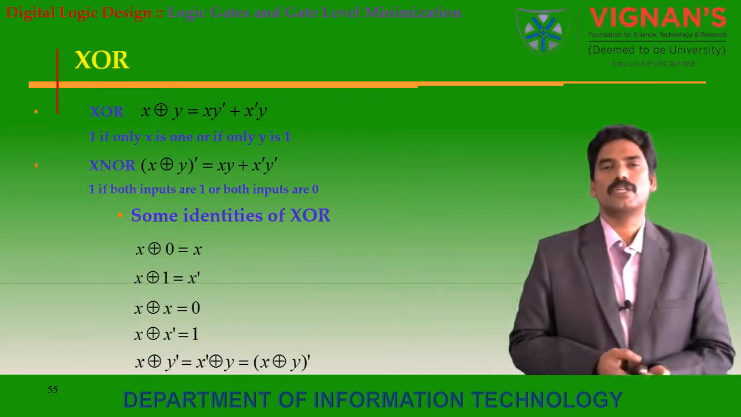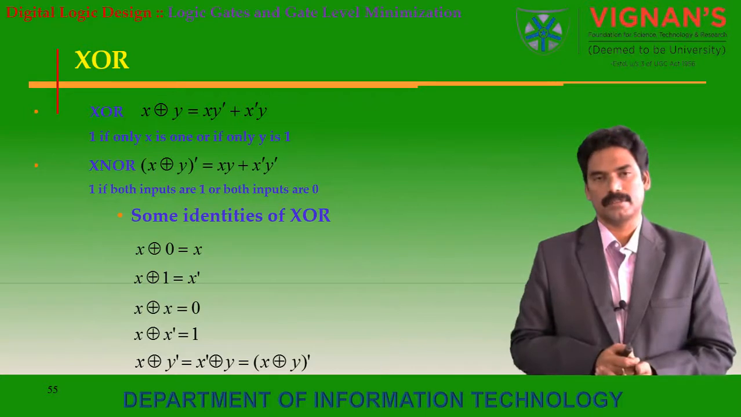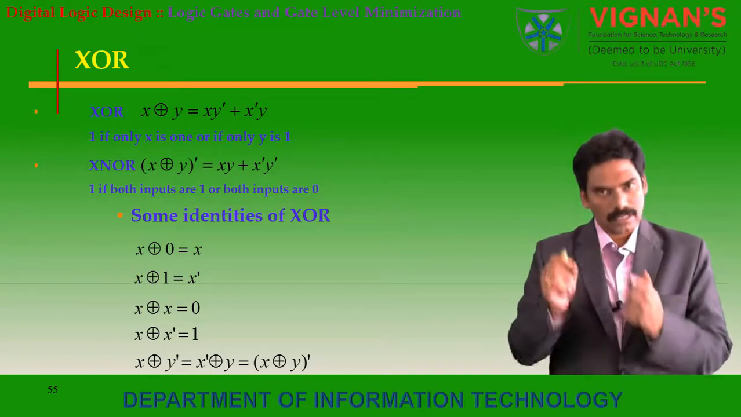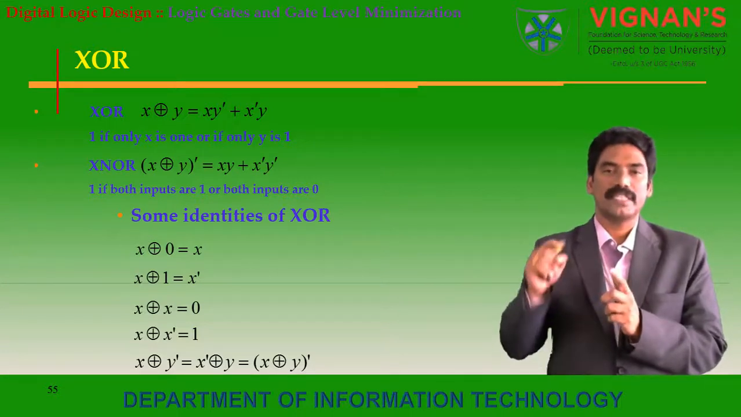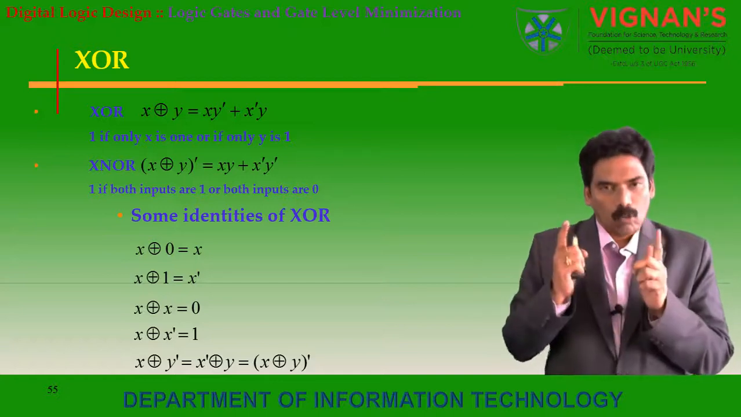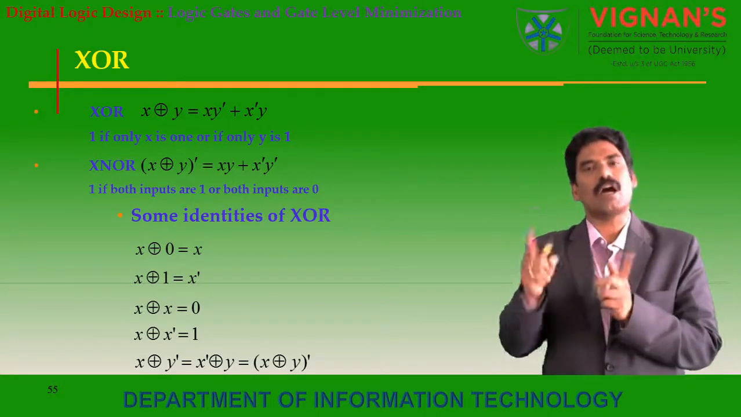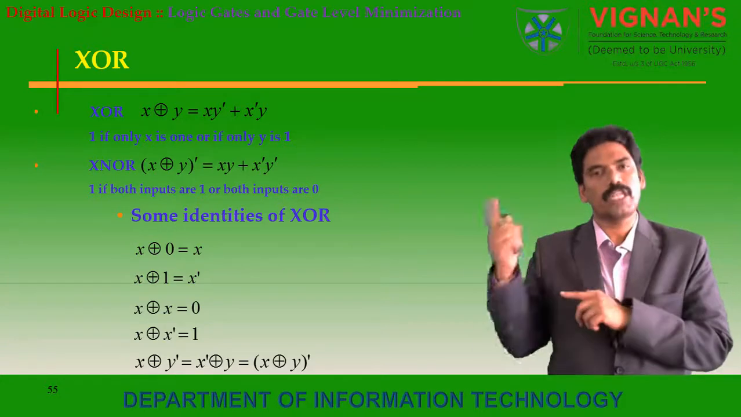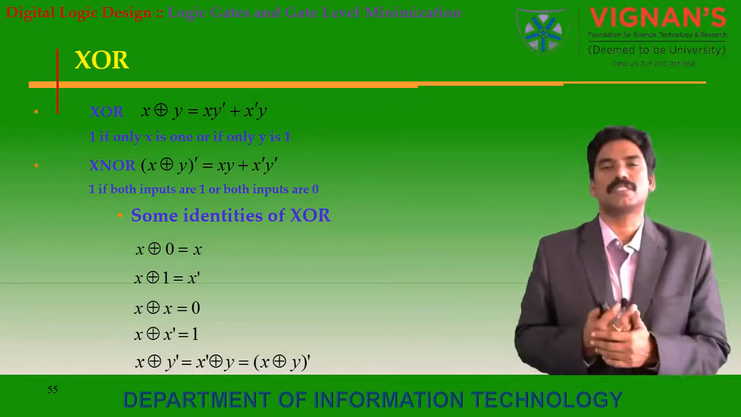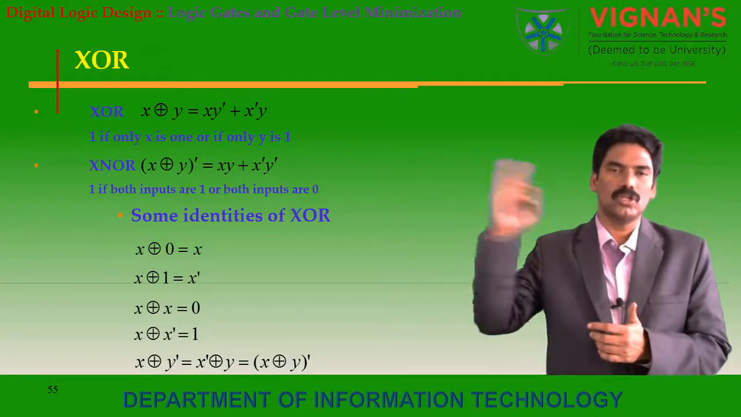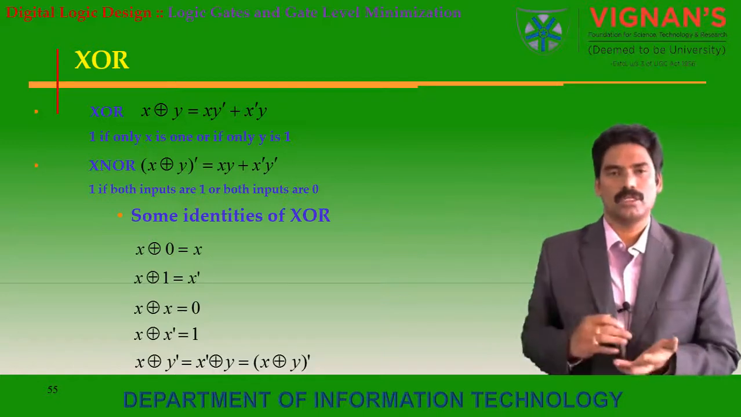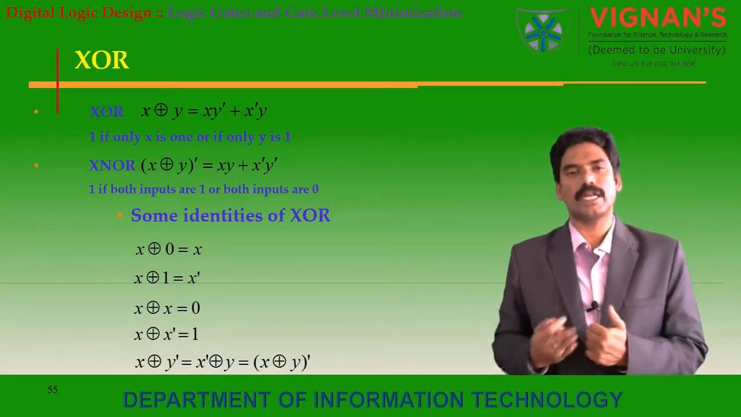So finally we are going to discuss the XOR gate. What is this XOR gate? X XOR y is equal to x y bar plus x bar y. The output is 1 if only x is 1, or 1 if only y is 1. So that is the truth table. What is the truth table for this XOR gate? 0 0 0, 0 1 1, 1 0 1, 1 1 0.